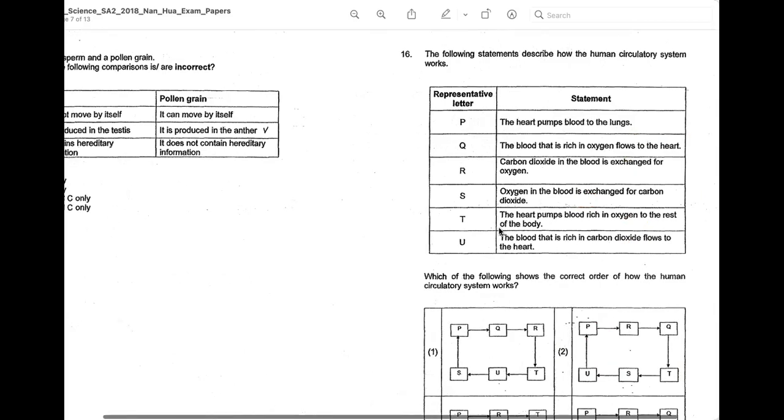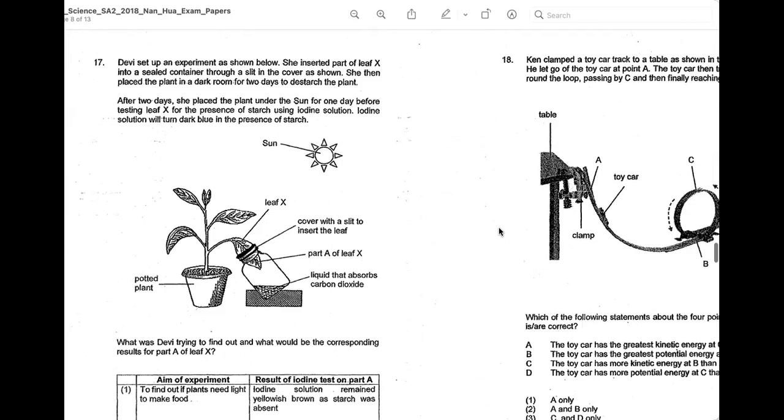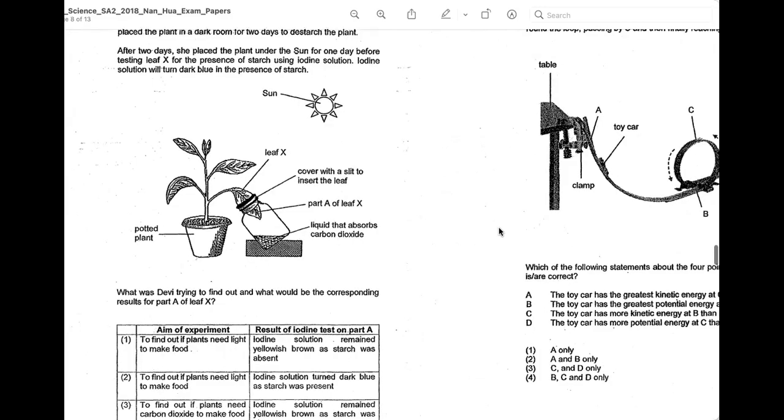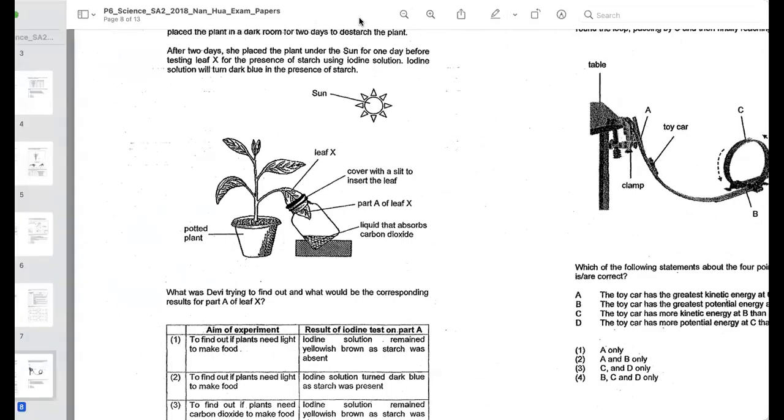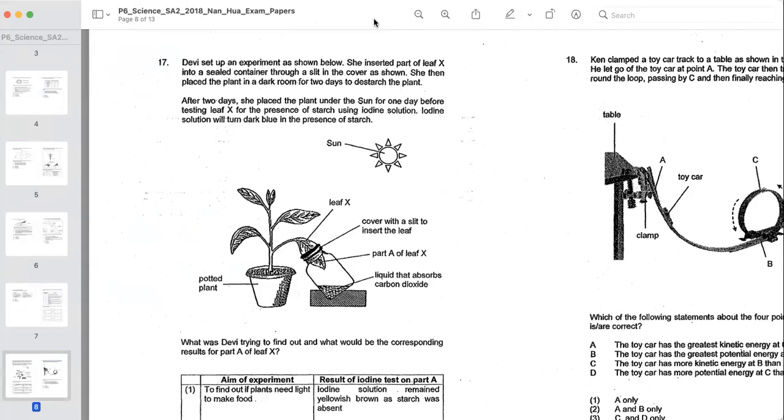Now we go to number 17. Answer is 3. Let us look at why answer is 3. Davy set up an experiment as shown. She inserted part of leaf X into a sealed container through a slit. She then placed the plant in a dark room for 2 days to discharge the plant. So you place it in a dark room for 2 days to discharge the plant.